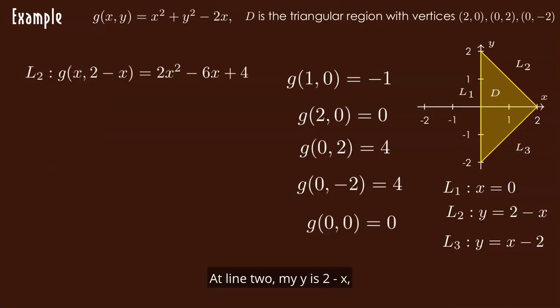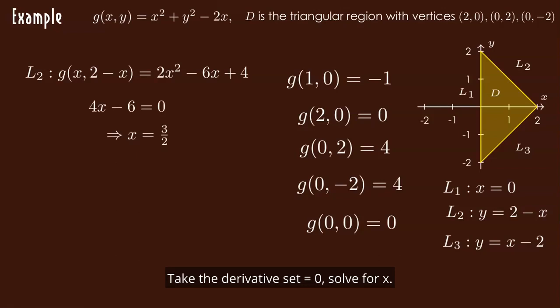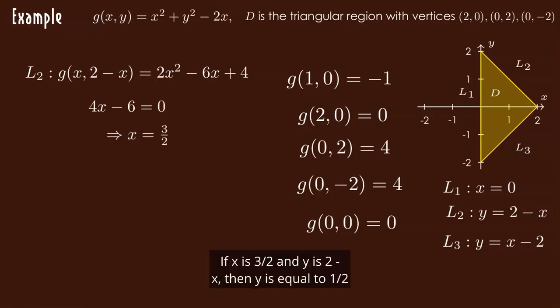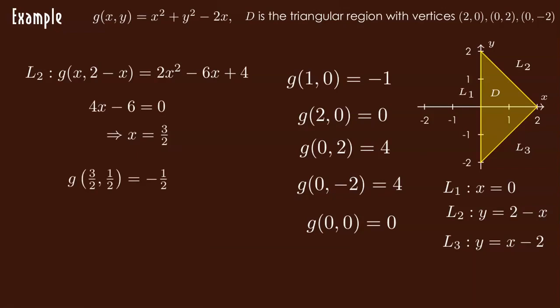Next, let's look at line 2. At line 2, my y is 2 minus x. So I'm plugging in 2 minus x for y. I plug that into my function up here above, and then I simplify. I got 2x squared minus 6x plus 4. Take the derivative, set it equal to 0, solve for x. If x is 3/2 and y is 2 minus x, then y is equal to 1/2. And I plug that into my function, and I get a negative 1/2.